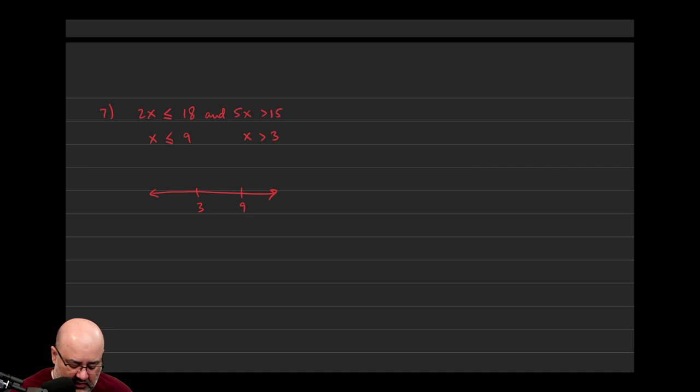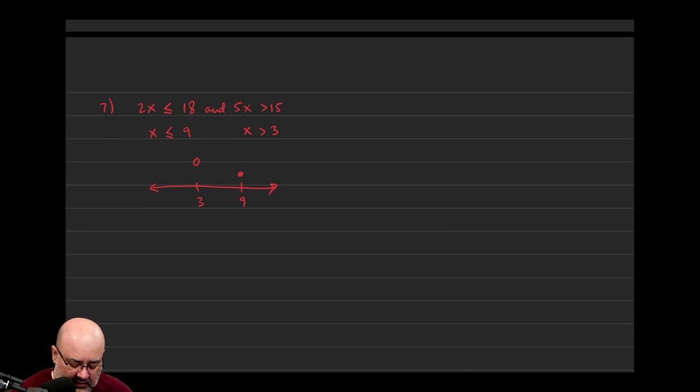3 goes on the left. 9 goes on the right. Solid dot above the 9. Hollow dot above the 3. x is less than or equal to 9 means all the numbers to the left of 9. x is greater than 3 means all the numbers to the right of 3. And because we're looking for an AND, we're looking for where the sandwich is, or where the overlap is. The overlap is right here. The overlap starts at 3 and ends at 9.